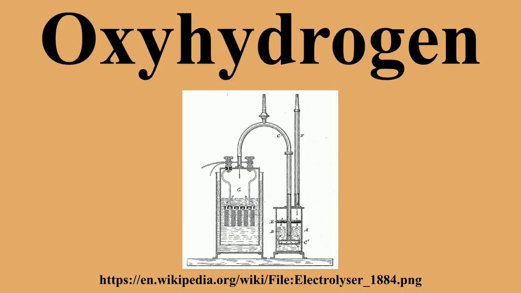Oxyhydrogen was once used in working platinum because at the time such a torch was the only device that could attain the temperature required to melt the metal, 1768.3 degrees Celsius. These techniques have been superseded by the electric arc furnace.